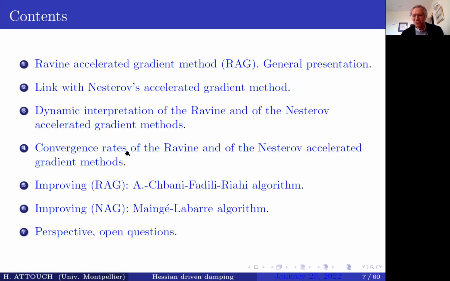So it's a 2 hours lecture, which is condensed to 30 minutes. After this general introduction of the Ravine method, we shall explain the link with the classical Nesterov accelerated gradient method. Then we shall give a dynamical interpretation of these two methods. And from this, we will obtain a convergence rate of the two methods. And after this comparison, this is current research: we see how to improve the Ravine method, how to improve the Nesterov method. And we shall finish with perspectives and open questions.